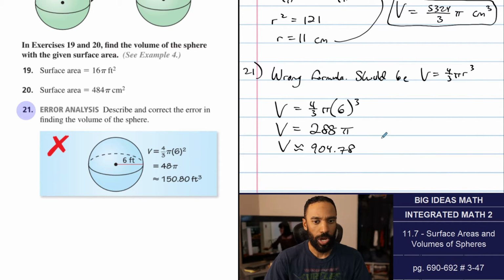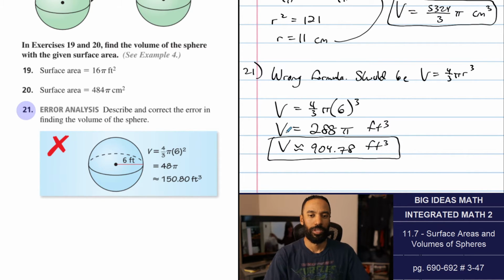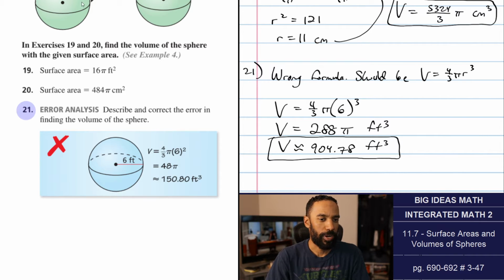What were the units? Oh, feet. So this is cubic feet. This is cubic feet. That was the error: they didn't leave units. Okay, number 22.